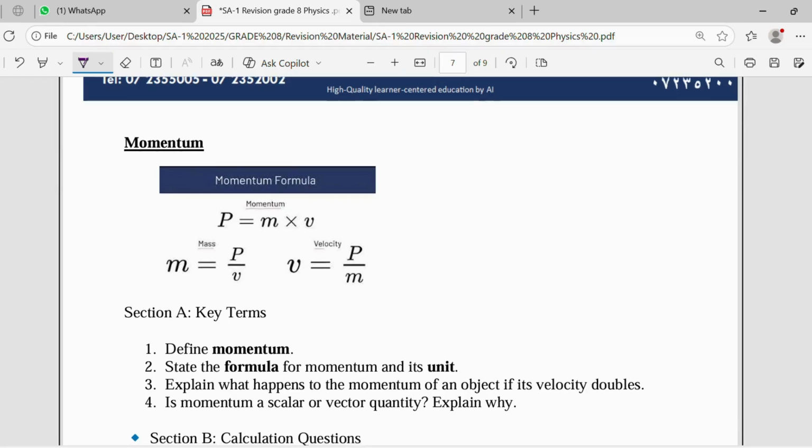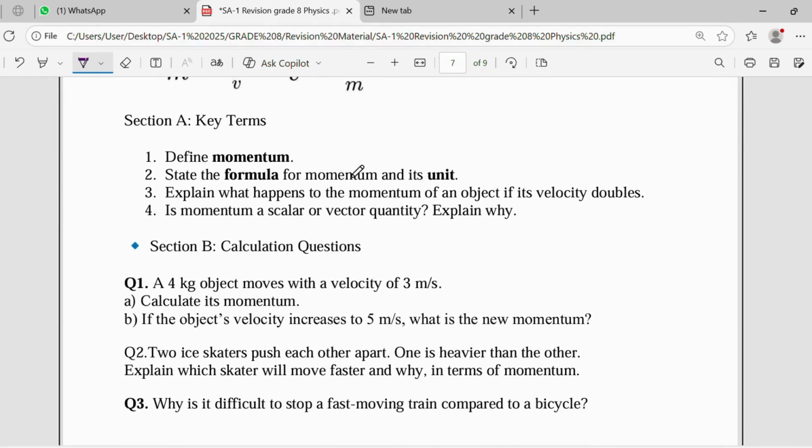So first question, define momentum, state the formula of momentum and its unit, explain what happens to the momentum of an object if its velocity doubles, is momentum a scalar quantity, and explain why. See, all these questions we have discussed in our class. Please refer to your notebook, textbook to get the answer for this section.